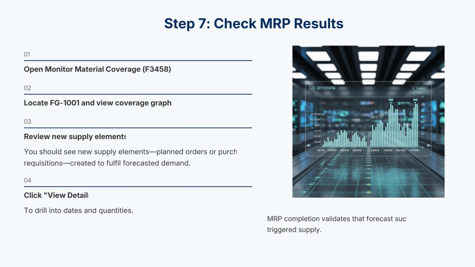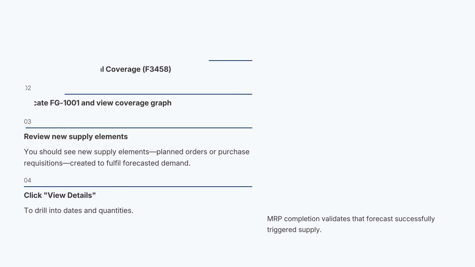Step 7. Check MRP results. Next, open Monitor Material Coverage, F3458. You should now see supply elements, planned orders, purchase requisitions, or stock transfers, created to fulfill demand. Click into the coverage chart and review exception messages such as reschedule or shortage alerts. This visual validation confirms your end-to-end process worked as expected.